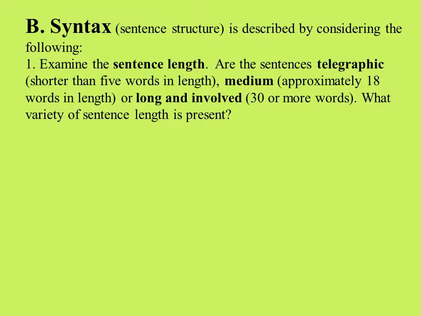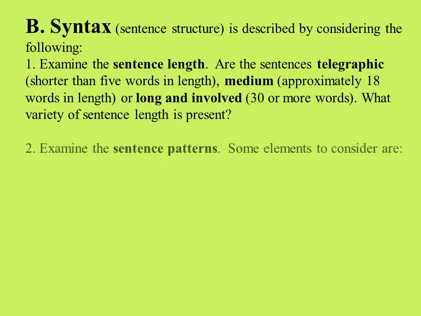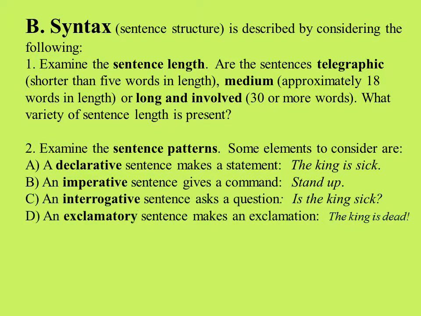Here are 4 criteria that you can use to analyze it. Sentence length. We've got telegraphic for the very short ones, medium, and then long and involved. You'll want to look for patterns among your writer when you're analyzing her style. A second is looking at sentence patterns. Sorry to use that word twice, but we've got these 4 things: a declarative sentence, an imperative sentence, an interrogative sentence, and an exclamatory sentence.